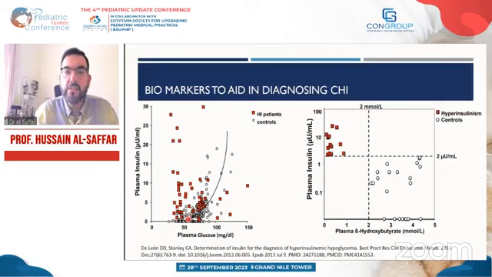In this graph, we see the plasma beta-hydroxybutyrate and the plasma insulin. Here, the specificity and sensitivity are even higher than with glucose and insulin. If you see on the upper left corner, the insulin is high, but there is no hydroxybutyrate. So undetectable beta-hydroxybutyrate in a hyperinsulinemic sample is enough to diagnose congenital hyperinsulinism as well.